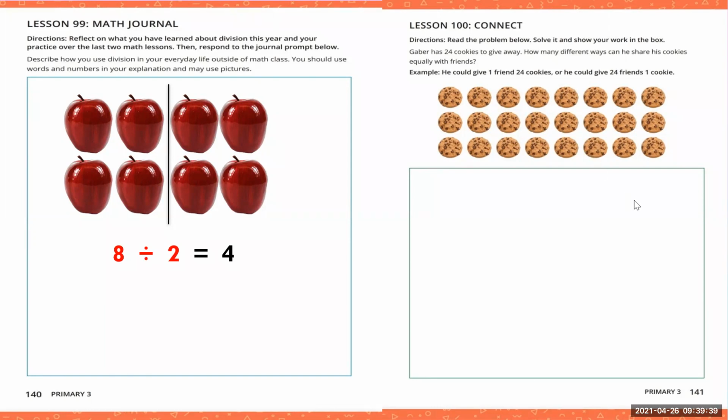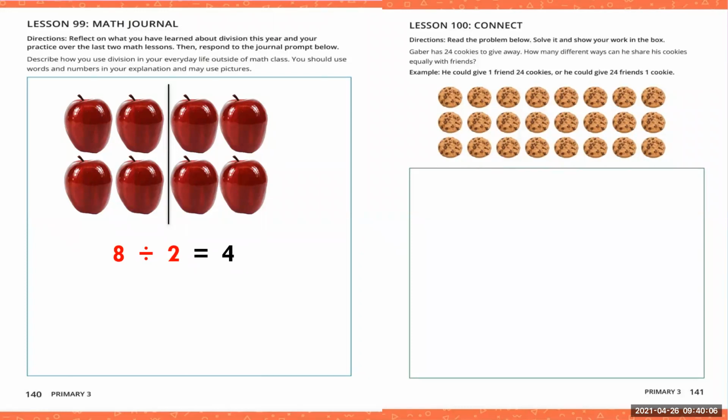Here, let's move to the next page. Gaber has 24 cookies to give away. How many different ways can he share his cookies equally with friends? Look at me and focus here. Here we have 24 cookies and we want to divide them in many different ways.